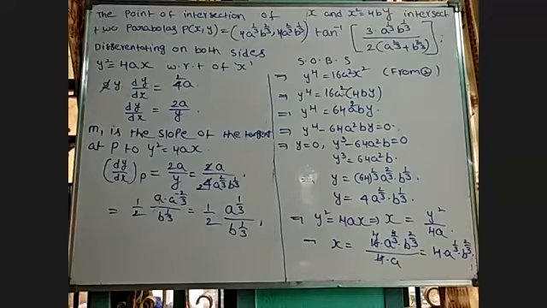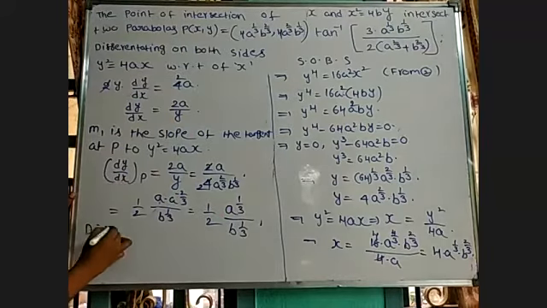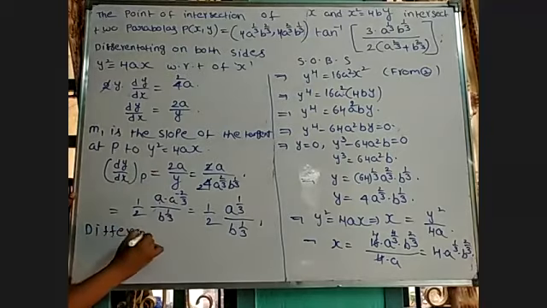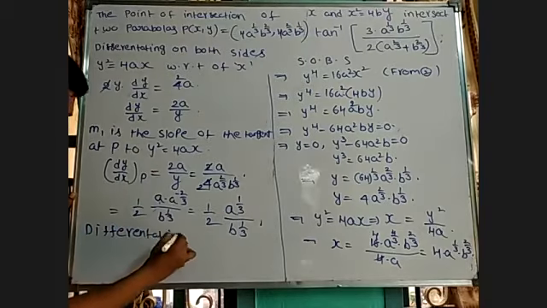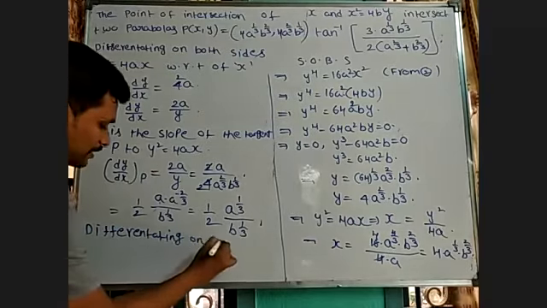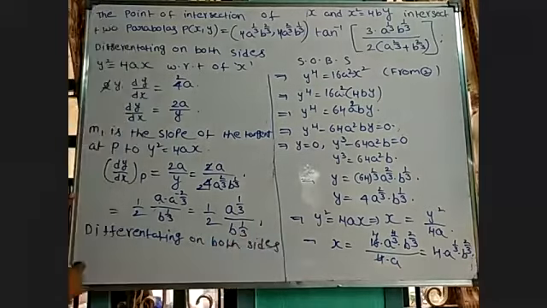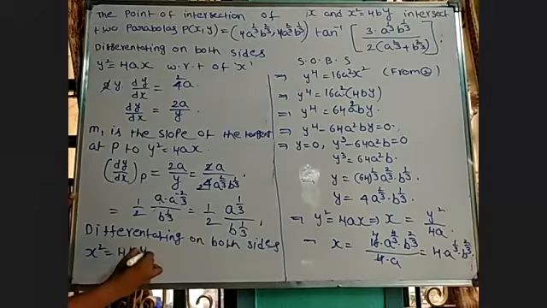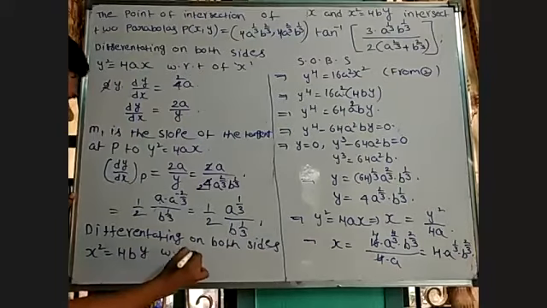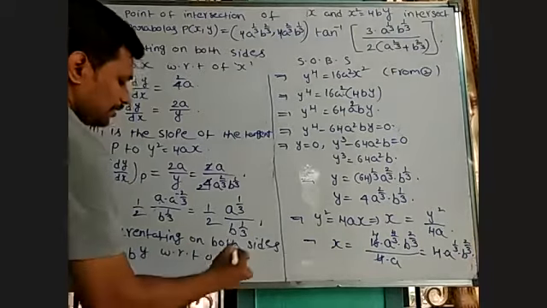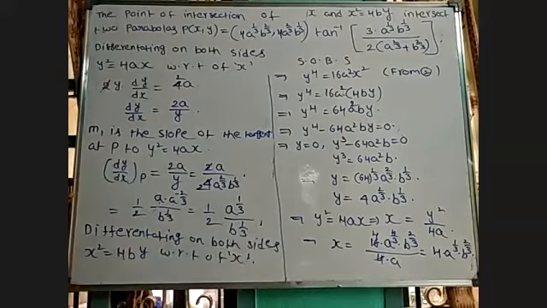Next, differentiating on both sides. Okay. Differentiating on both sides, x square is equal to 4by, with respect to x. Okay, with respect to x.